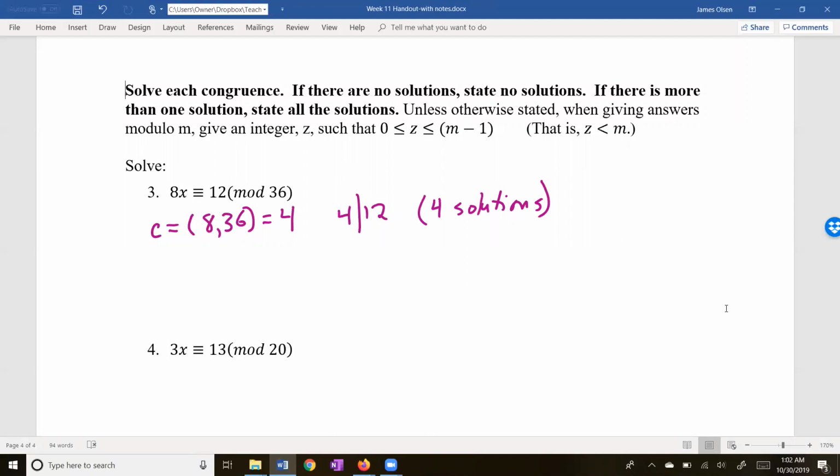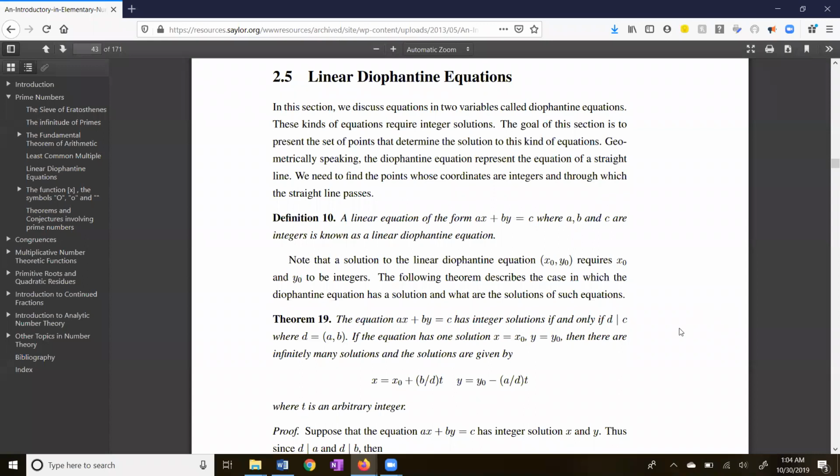Now, how do we get the solutions? Let's remind ourselves of the Diophantine equation theorem, theorem 19. Back here in section 2.5, we were solving the equation ax plus by equals c. And if we do get a specific solution, x naught, y naught, we can generate other solutions by using these equations here. X equals x naught plus b over d t, and y is equal to y naught minus a over d t. Now, one thing you want to try to keep from getting crossed up here is the role of b is a little bit different in the current problem. B is sitting over in this position. So let's see if we can do this.